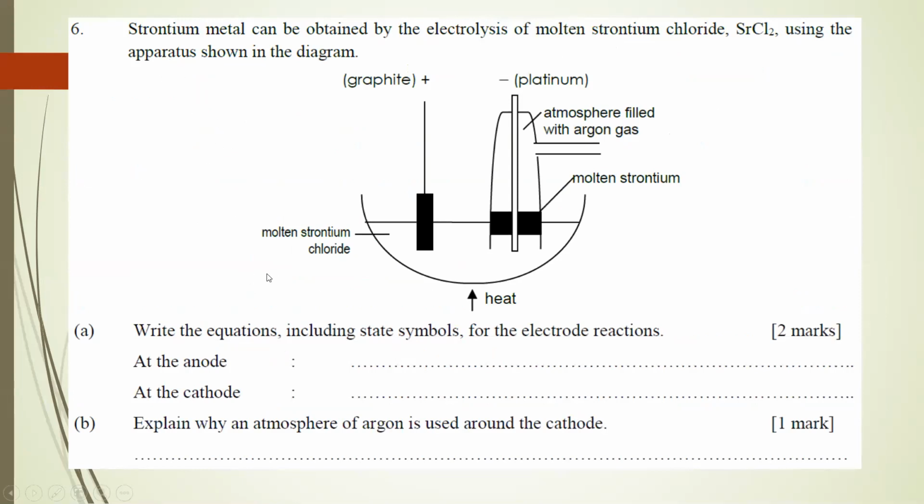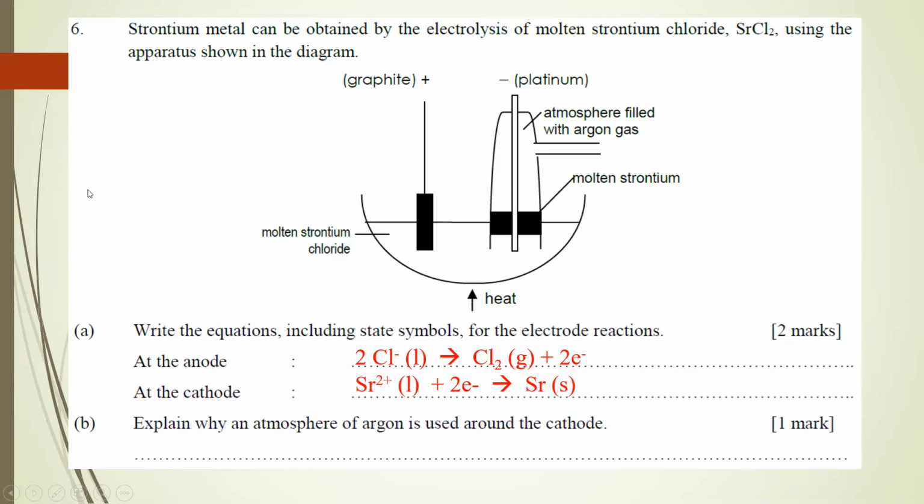Because they are already molten, you must write liquid. So 2Cl- (l) gives Cl2 (g) plus 2e-. That is for the anode. Then for the cathode, you have Sr2+ plus 2e- gives Sr. So that is the half equation for what happens at the cathode and anode respectively.